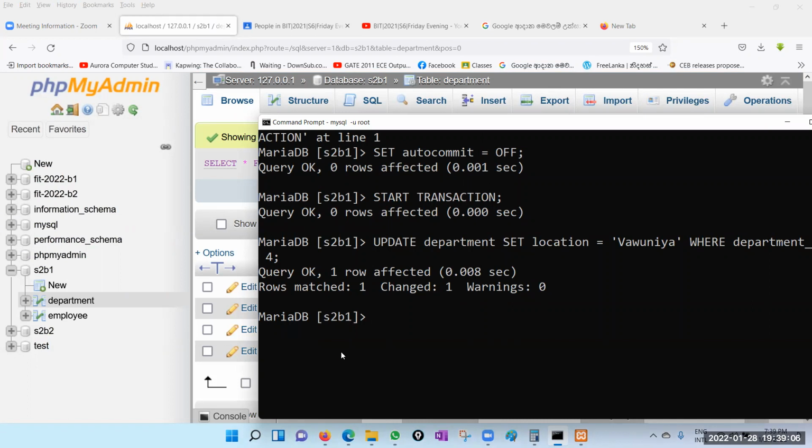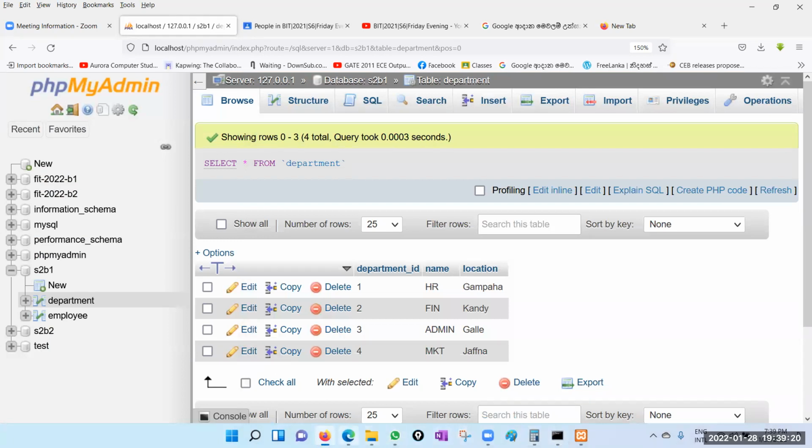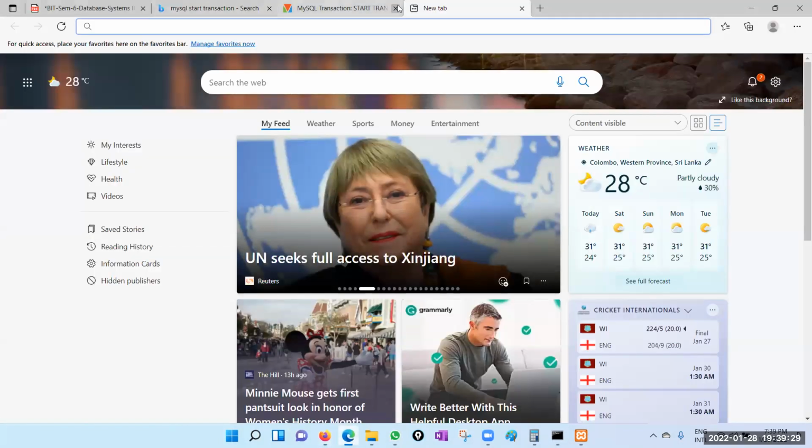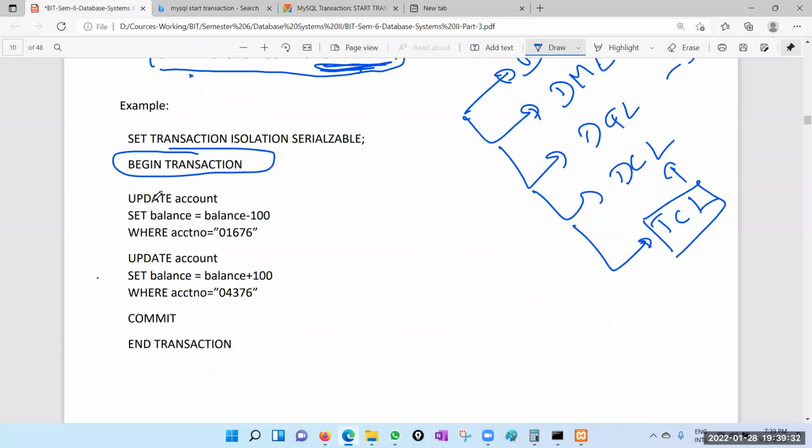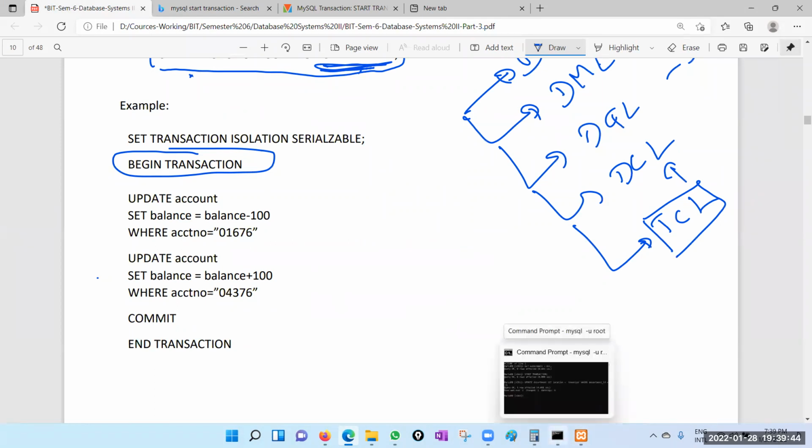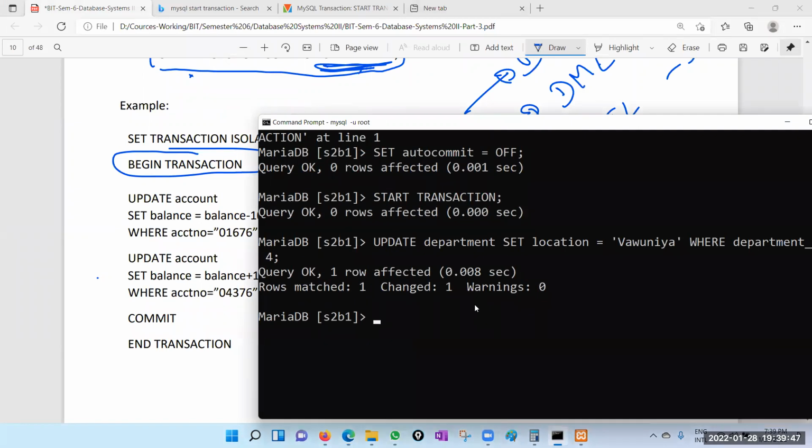So now at any time I can roll back, because this change is only visible to this particular transaction. Right now we can do some other activities as well, say I want to update something else. Then you have to either commit or roll back. Because I have set the auto commit off, now I'm going to say commit.